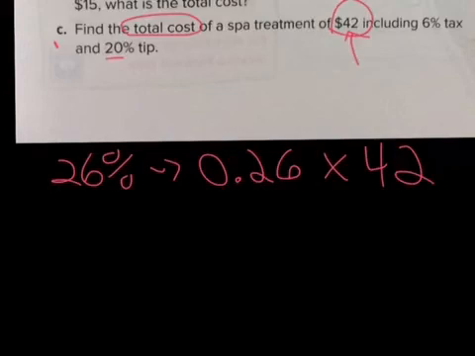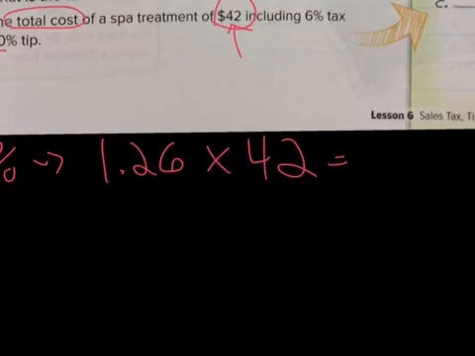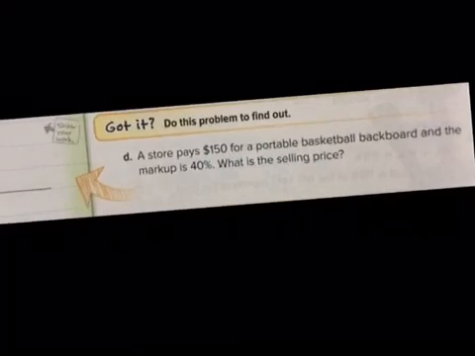But I made a little mistake, didn't I? I need to include the 42 because I want the total amount. So I have to include the 1. 1.26 times 42 is going to give me my total amount. Go ahead and punch this into your calculator so you can work it out with your pencil. Pause the video. Please pause now. Okay, let's check our answer, and our answer is $52.92. Right?